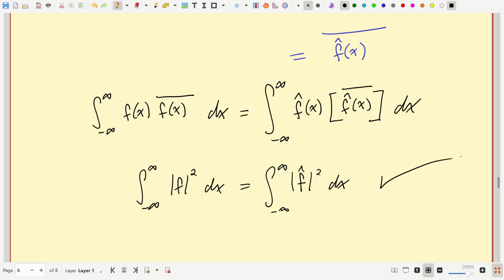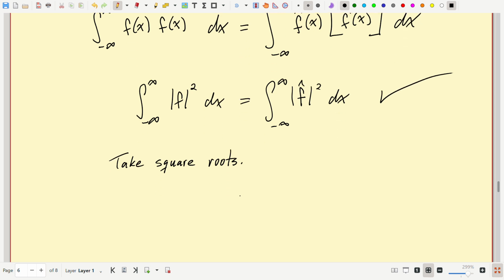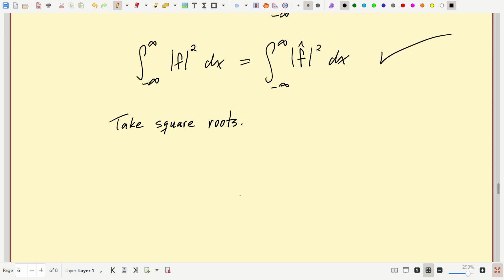So the integral from minus infinity to infinity of the modulus of f squared dx equals the integral of the modulus of f hat squared. Now I just take the square roots. That's fascinating. That means that the Fourier transform is an isometry. It preserves the norm.